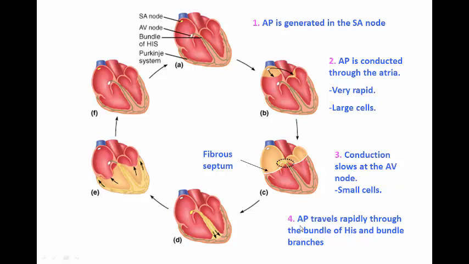Then the action potential travels rapidly through the AV bundle, the bundle of His and the bundle branches.